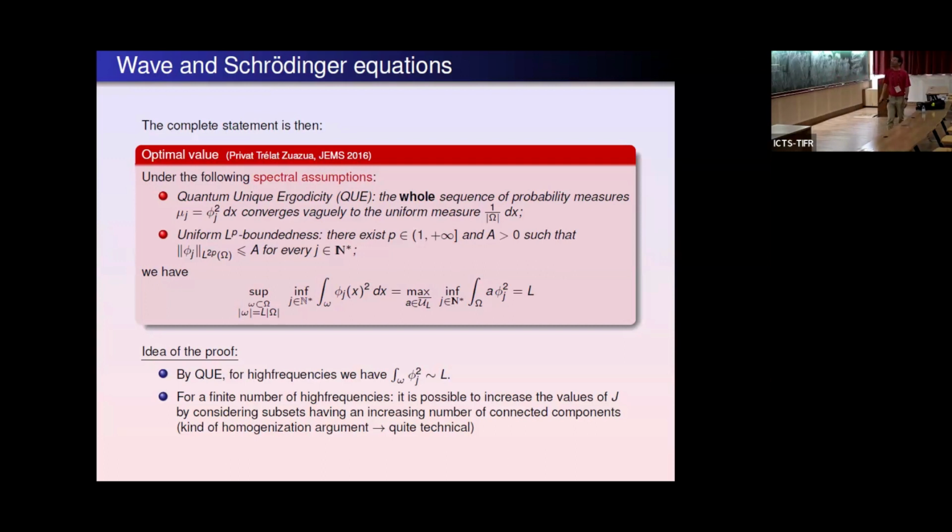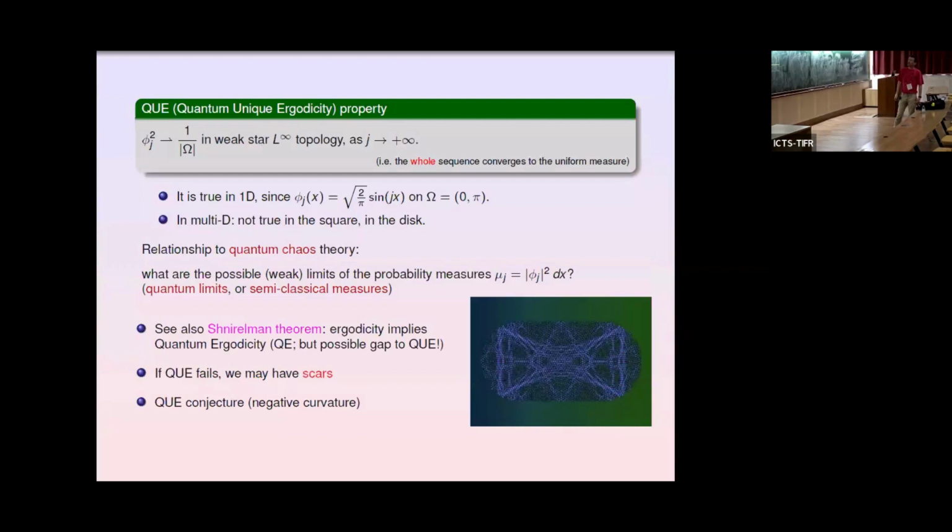And so when is it true? Quite evidently, this fact is true if you assume that all probability measures mu j equal to phi j squared dx converge weakly to the uniform measure. In that case, it is true. So if all probability measures phi j squared converge to the uniform measure, that is, high frequencies equidistribute, oscillations everywhere, so you have equidistribution at the limit, then you are done. This is the main assumption, right?